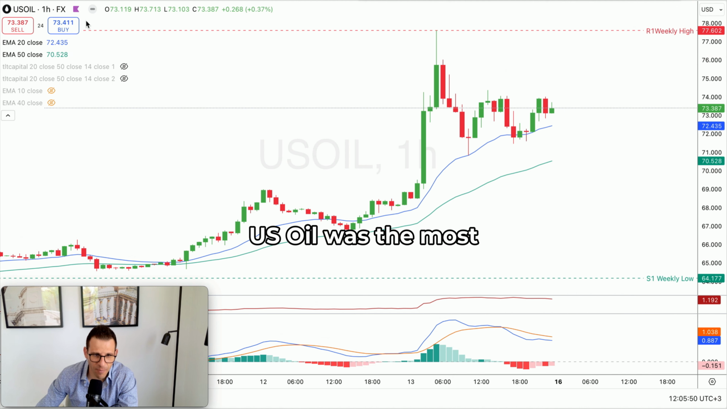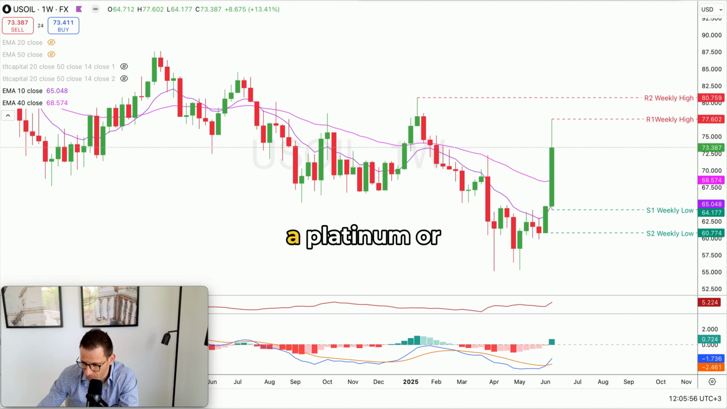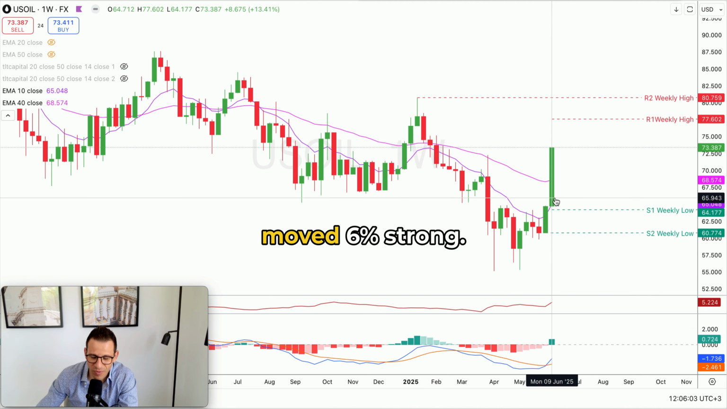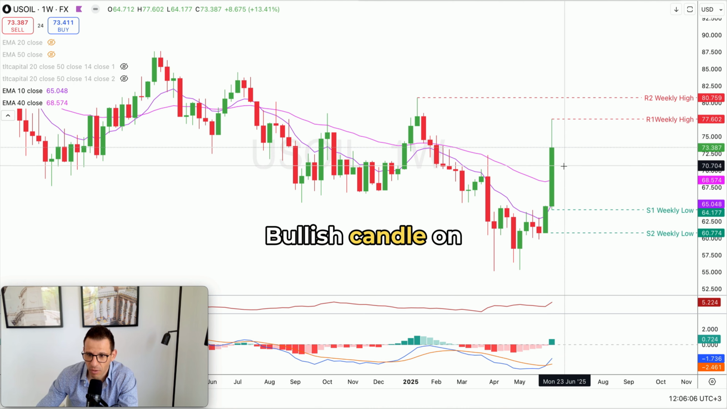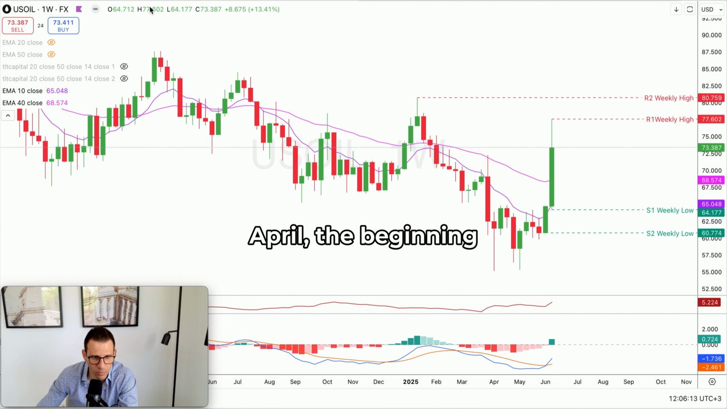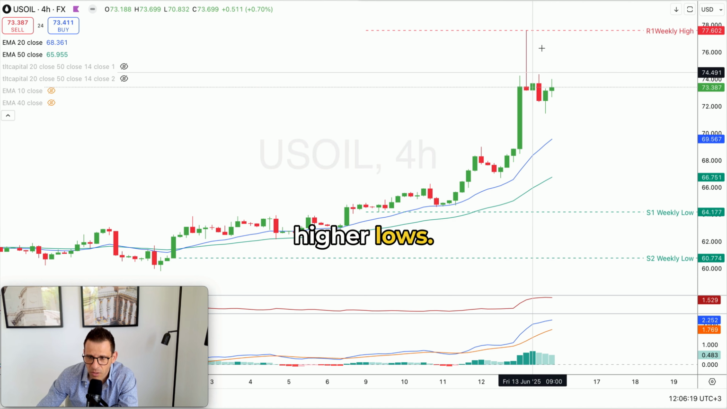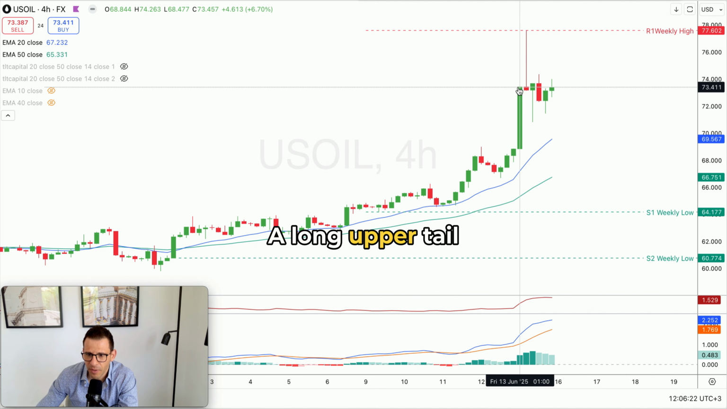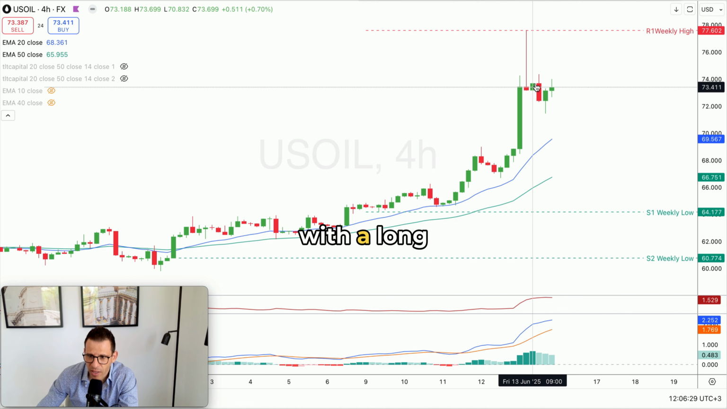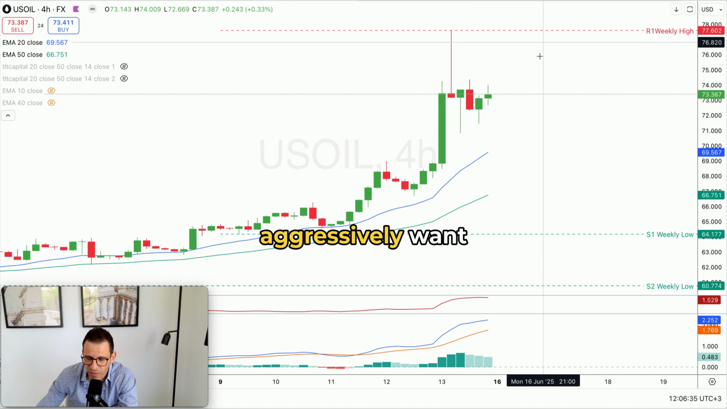US oil was among the most volatile, because we also had, I think it was the platinum or the copper, with intense volatility, but in one day it just moved 6%. Strong bullish candle on the weekly chart, closing above every weekly candle we can see since the beginning of April. On the 4-hour time frame, of course, the market kept making a series of higher highs and higher lows. A long upper tail candle with a very small real body printed at this point. The market then retraced with a long lower tail candle, as you see here. So it looks like the buyers aggressively want to push the price a bit higher.